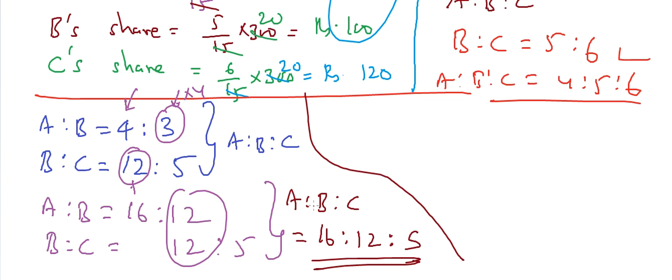Okay, instead of a is to b is to c, suppose we are asked to find the ratio between a and c, or a is to c. So what is a is to c? See here, this represents a, this is c. So 16 is to 5. That's all.